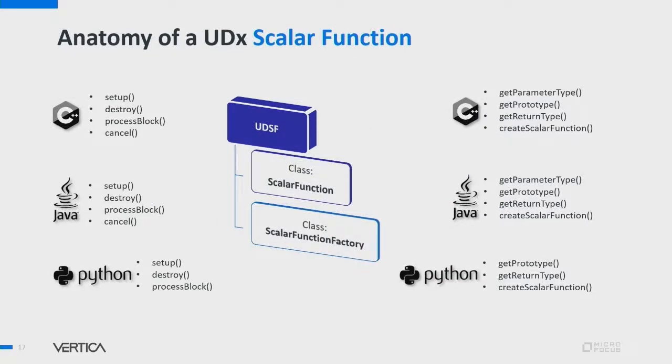So let's quickly go through the classes for each type of UDX. On the right, you can see the methods that are available in each language for the function factory. On the left, you can see the methods that are available for your UDX main function. As I mentioned, you have to code at least the process block, but if your UDX requires extra preparation, extra allocation of variables, you can implement the setup method, but you also have to remember to properly free all the resources, and you can do it in destroy. Cancel is called whenever a user tries to interrupt the query.